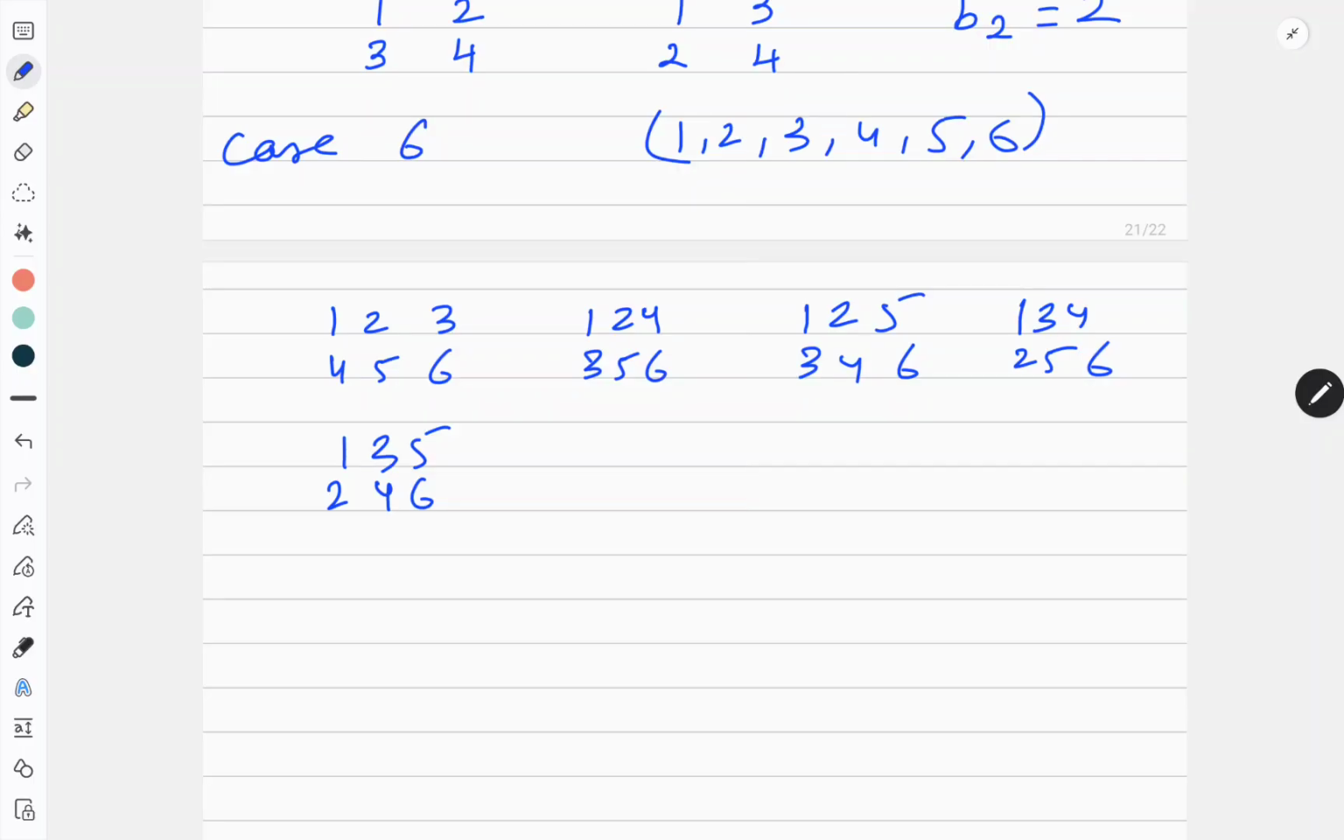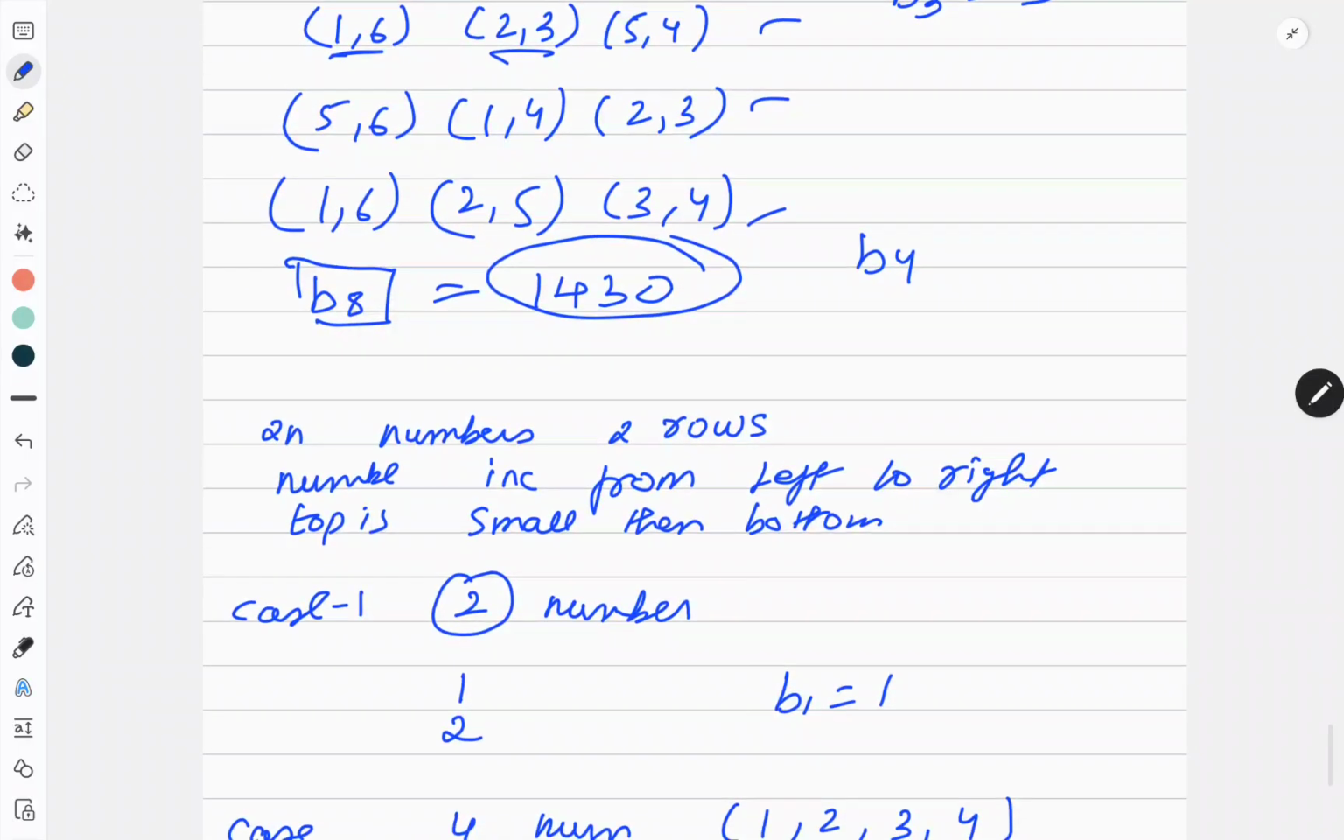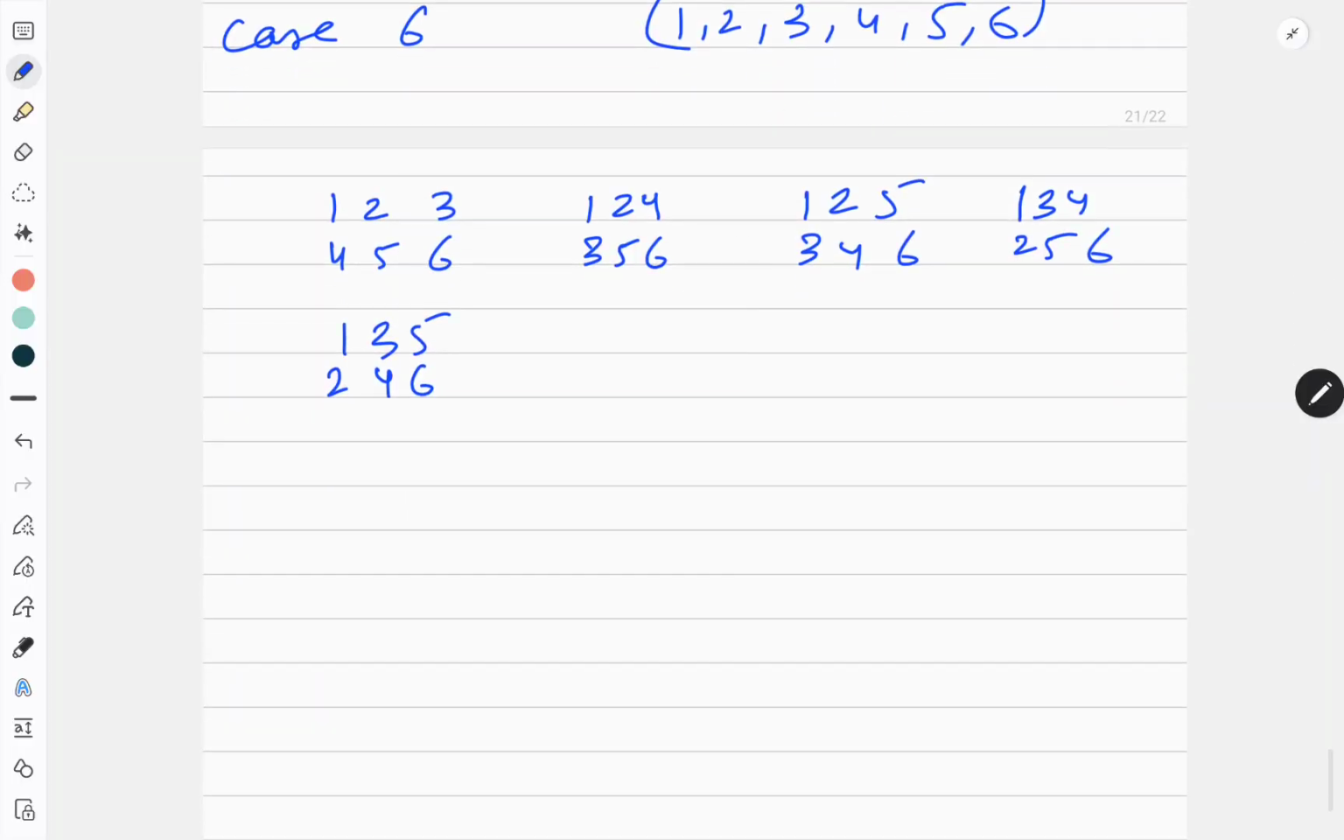So this way, more than this I cannot write. Same way, if I take B8, it means I have the numbers till 16. So how many times can I write? How many combinations can I write? 1430, because B8 value was 1430, we calculated it here also, right? So this is how in real life example our Catalan numbers come into picture.